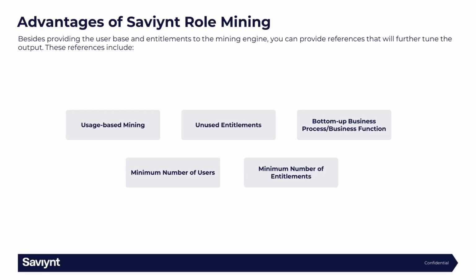Minimum number of users. This parameter allows you to provide a minimum number of users who should be part of a role, which the mining engine will use as a reference. Minimum number of entitlements. This parameter allows you to provide a minimum number of entitlements that should be part of a role as a reference to the mining engine.